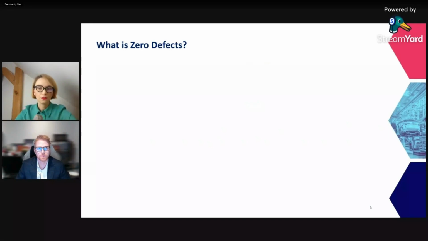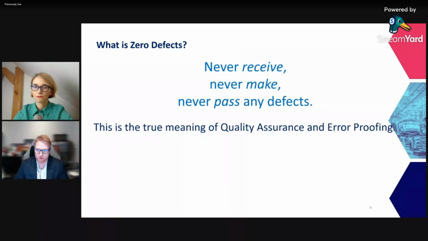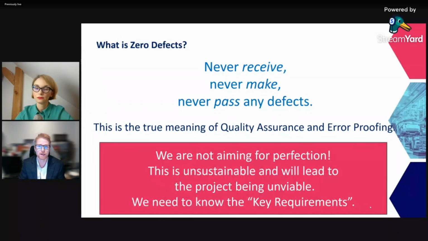Christopher, maybe I will give you the voice. What is zero defect? Okay, so as you say, no one is wrong. They're all concepts and mindsets, but to give you the concept or the mission, it's to never receive, never make, and never pass any defects. And this is the true meaning of quality assurance and error proofing. So many people in the chat have said some really good concepts, and they're all elements of this.